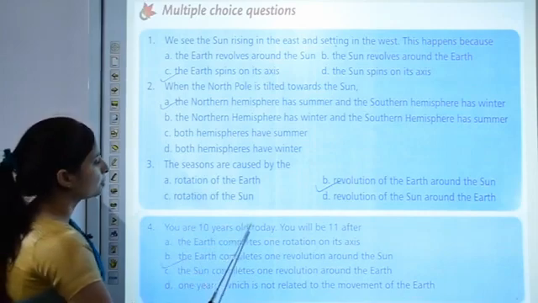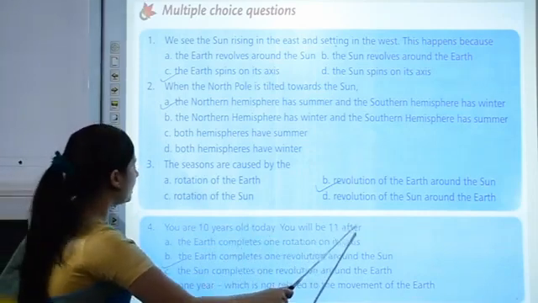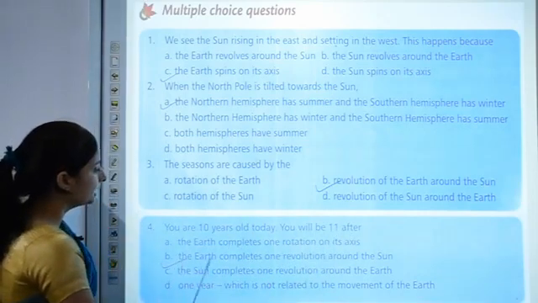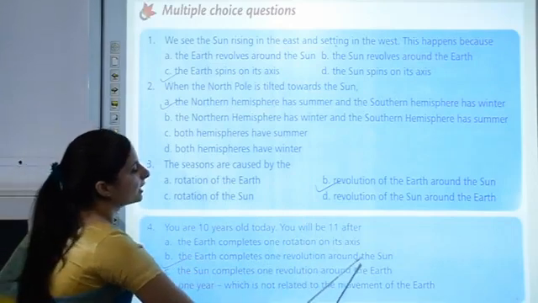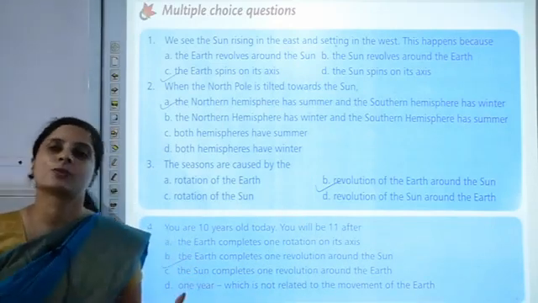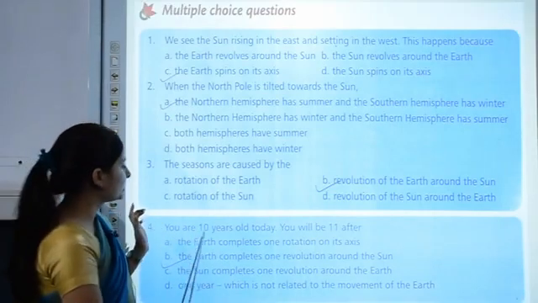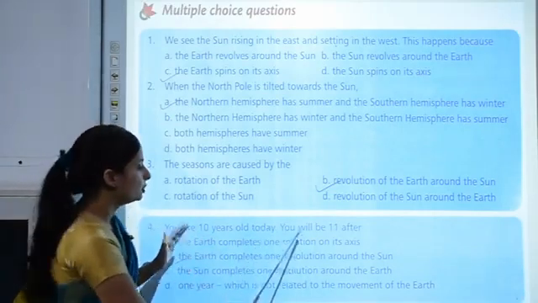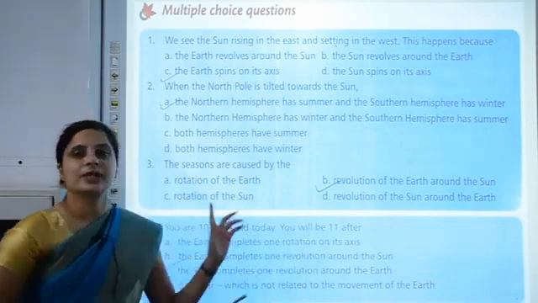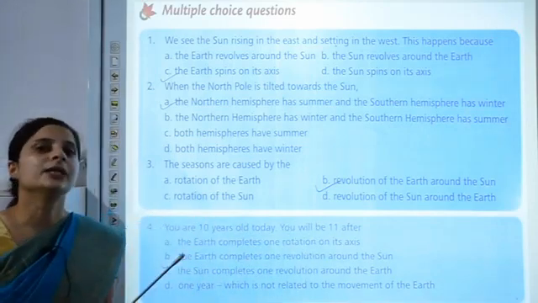You are 10 years old today. You will be 11 after the earth completes one revolution around the sun. The earth takes 1 year or 365 days to complete one revolution. Therefore, if you are 10 years old today, you will be 11 after the earth completes one revolution around the sun.